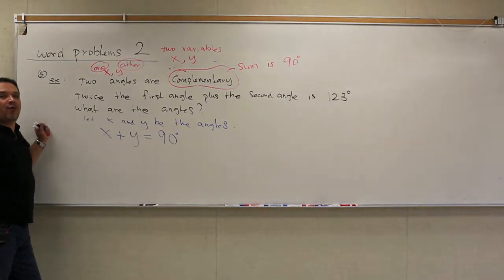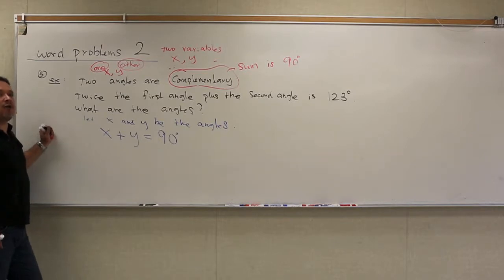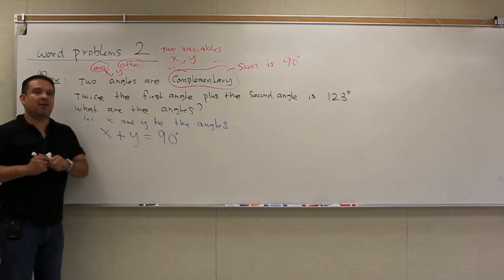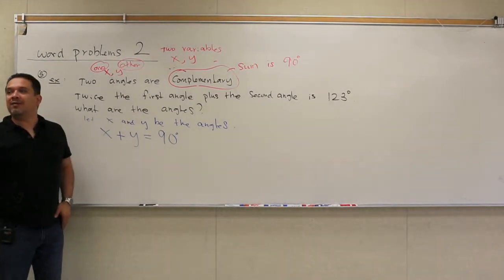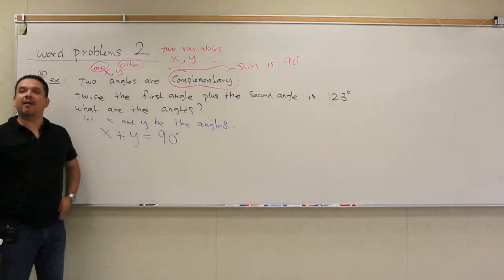Now let's go with your question you had. If we read the next statement, what does it say? Twice the first angle plus the second angle is 123. Okay. So, did they ever tell you, by the way, like in the last example, which one was the one angle, which one was the other angle? Did they ever tell you that?